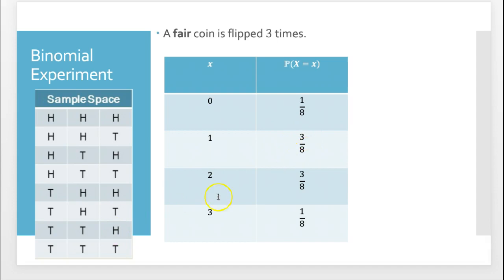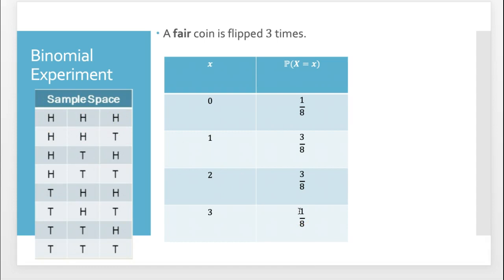Okay, now for 2 heads, how many ways can I get 2 heads? Well, here, heads, heads, tails. Here, heads, tails, heads. And here, tails, heads, heads. All right, so I get 3 scenarios where I get 2 heads. And then here, this is 3 heads, right? And there's only 1 way I can get all 3 heads.